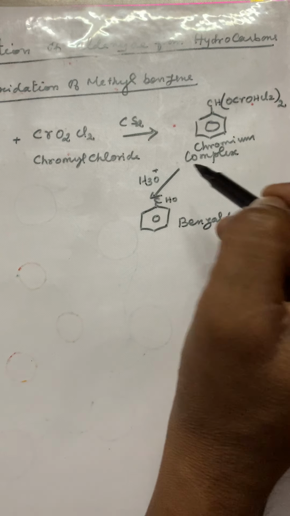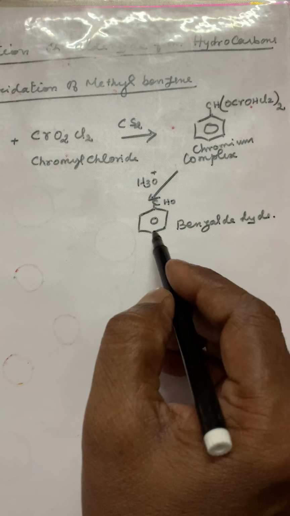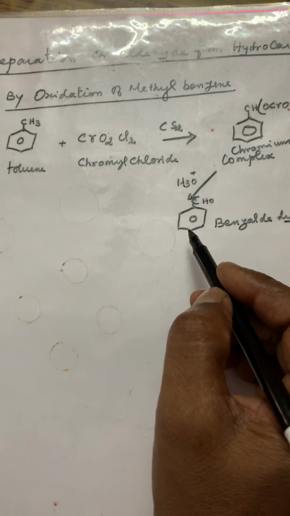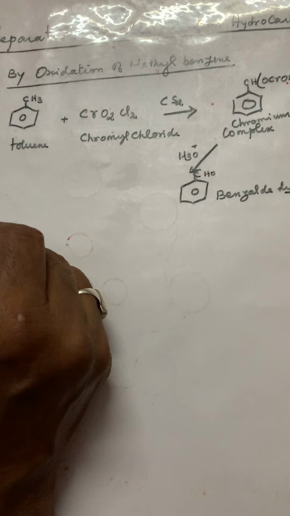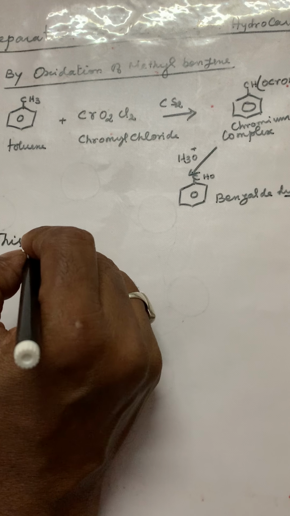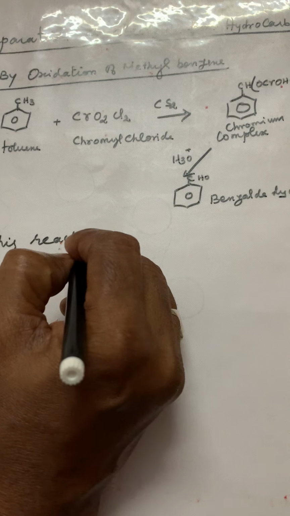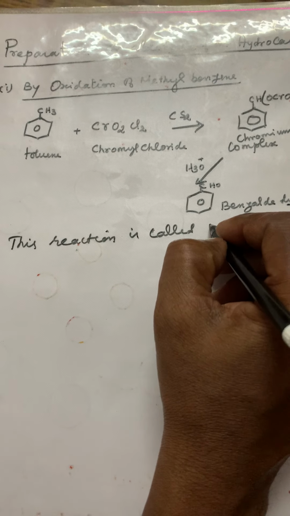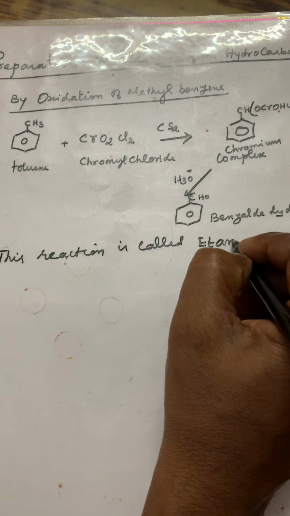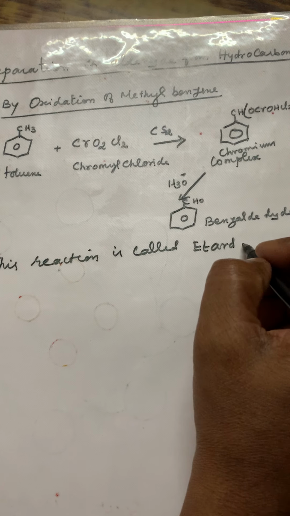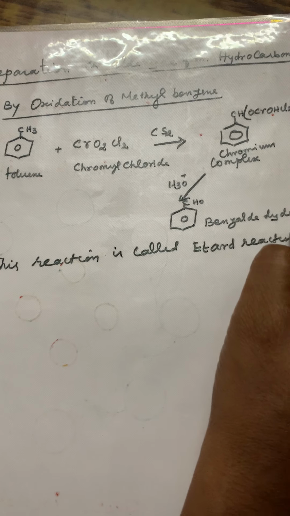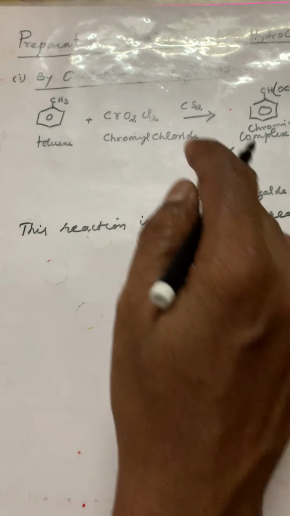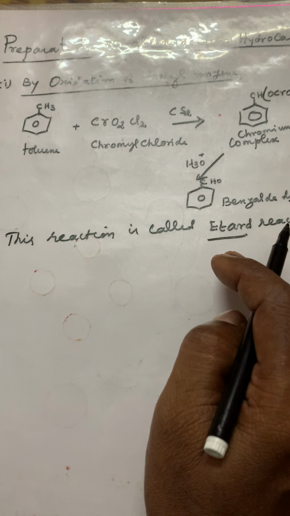Just by acidified hydrolysis, we can get benzaldehyde. This reaction is called the Etard reaction. ETARD, Etard reaction. This is a name reaction.